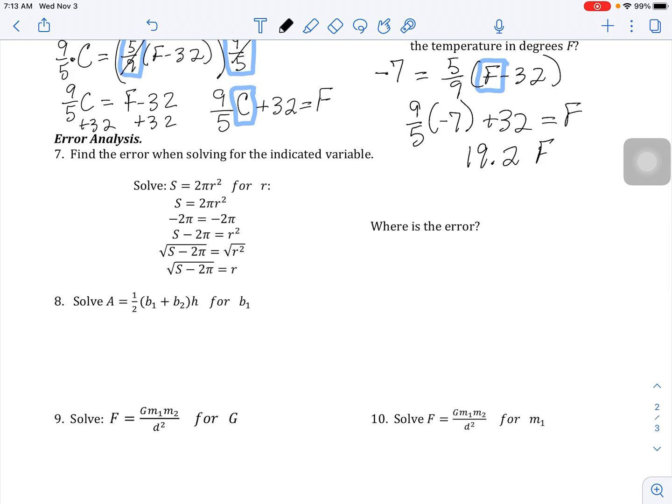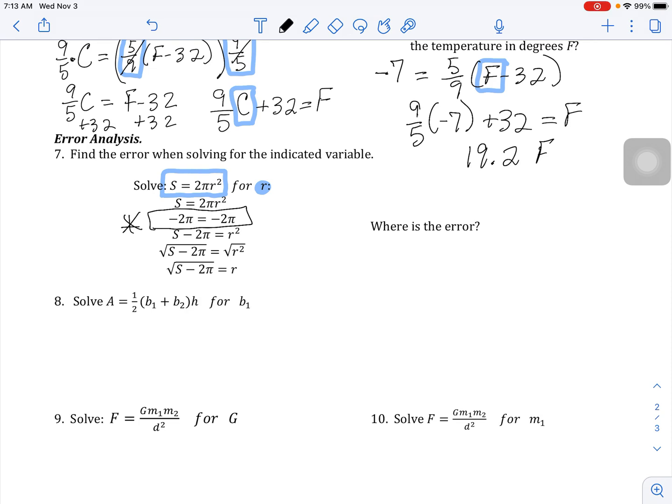Error analysis. Find the error when solving for the indicated variable. All right, so in this equation, which comes from geometry, we're going to solve for the r variable. So the first thing that we're going to want to do is we are not going to want to subtract negative 2 pi because 2 pi is multiplied by r squared. So the inverse operation should be dividing. So here I found it in the very first step.